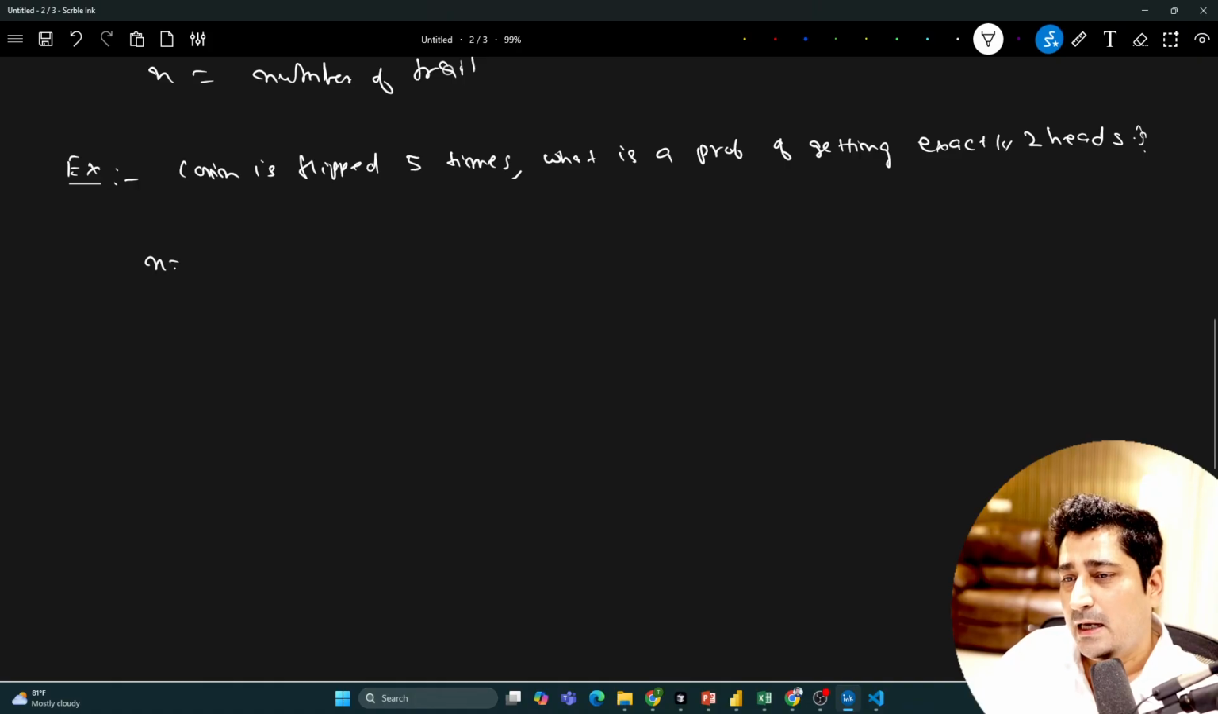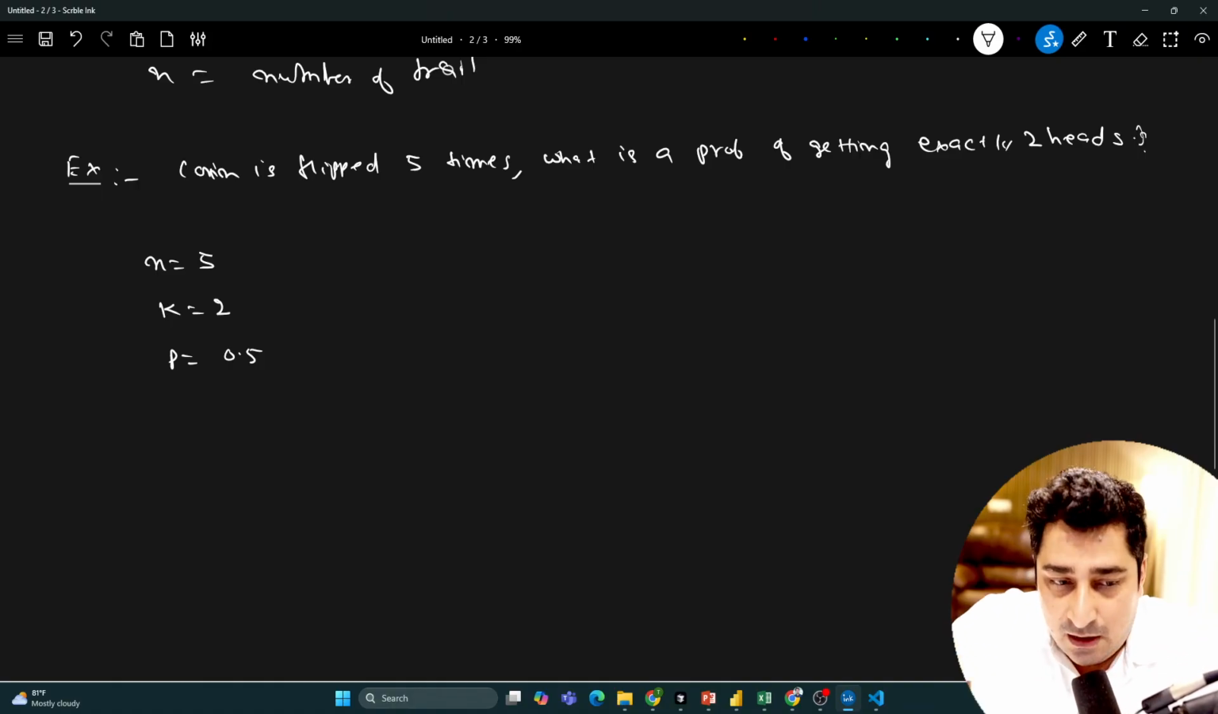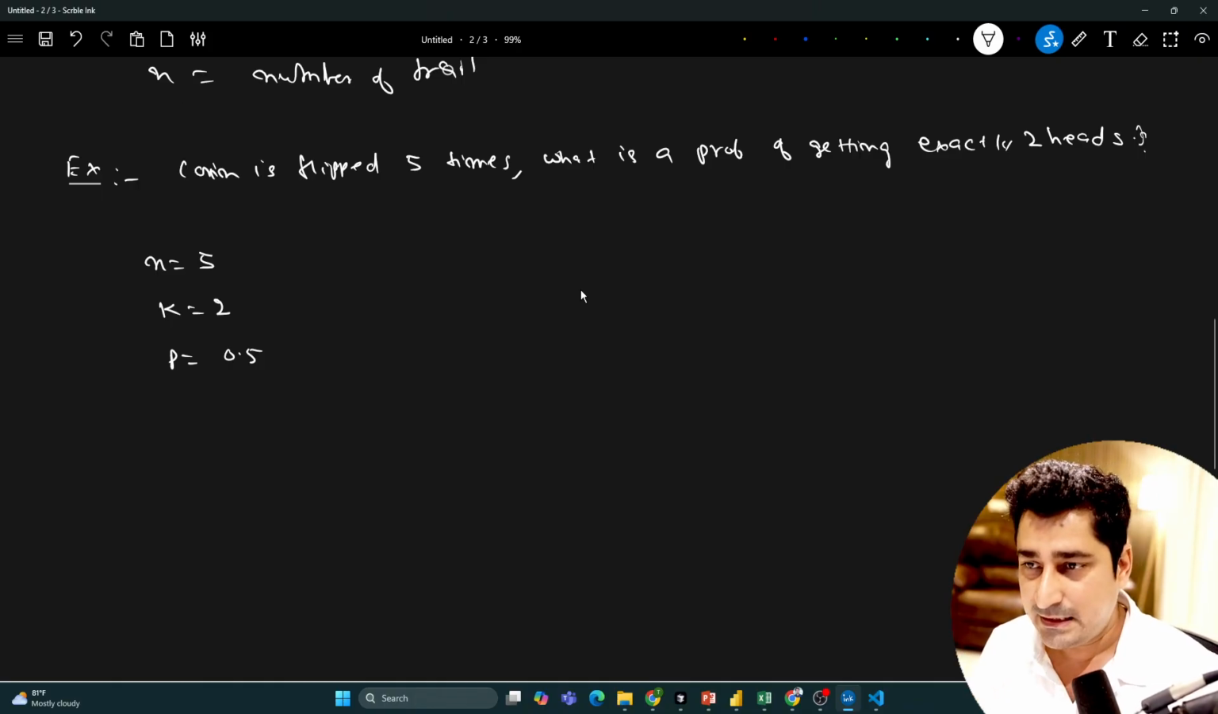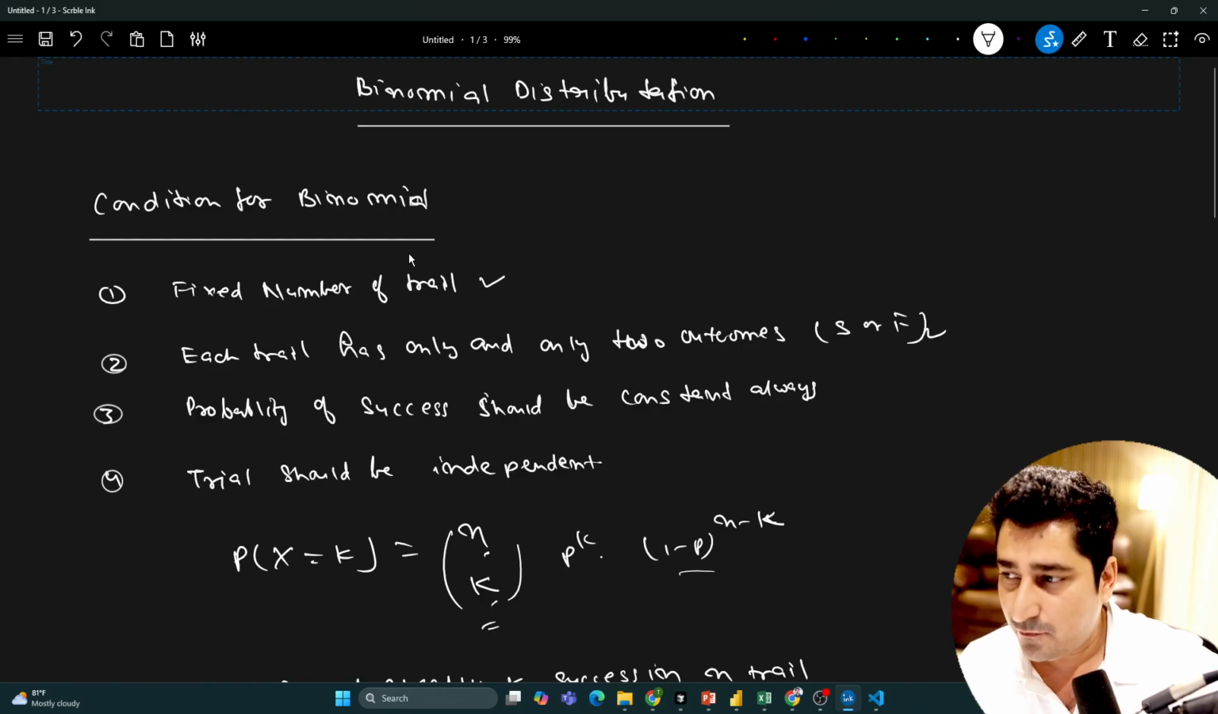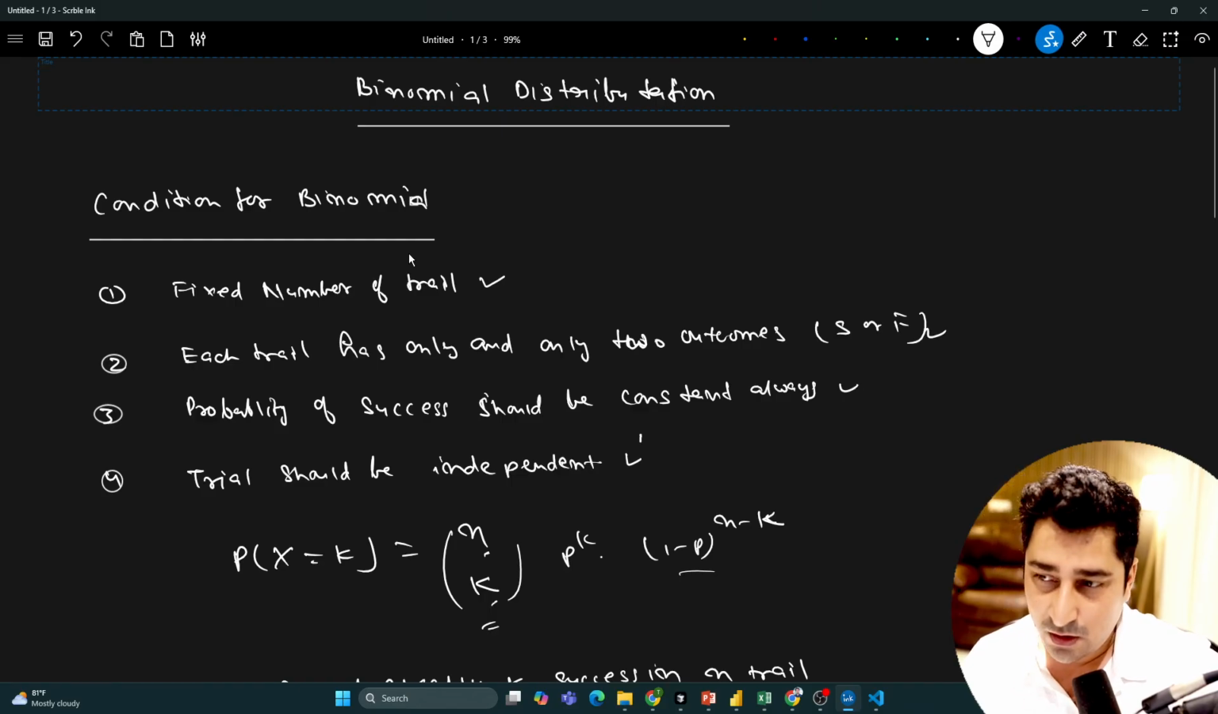What is my n, the number of trials? n = 5. What is my k, the successes I'm expecting? k = 2. What is the probability of getting a head? It is 0.5. Now, we check whether this fulfills all of these conditions or not. Fixed number of trials: yes, we have 5 fixed trials. Each trial only had 2 outcomes, success or failure.